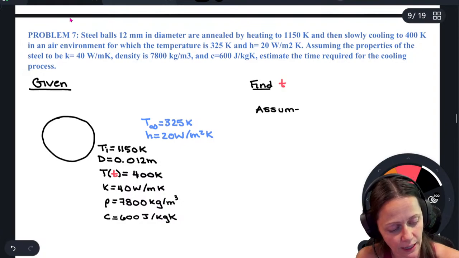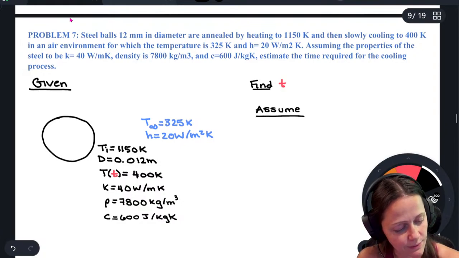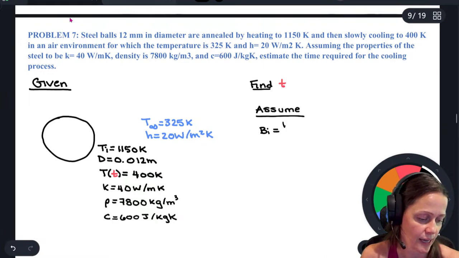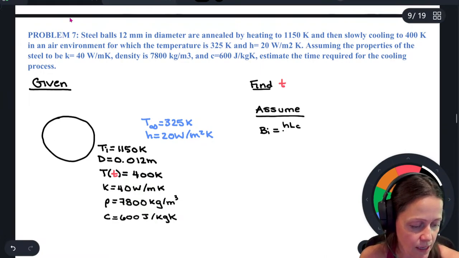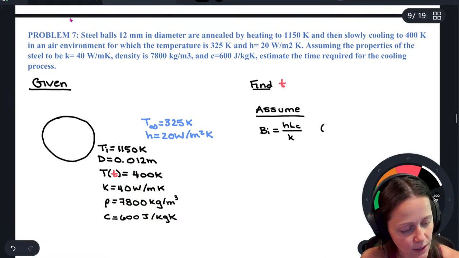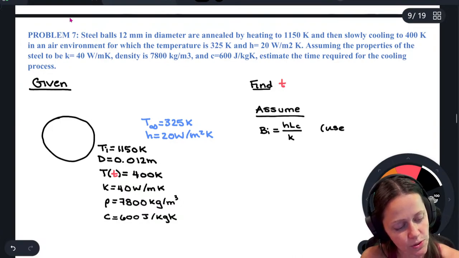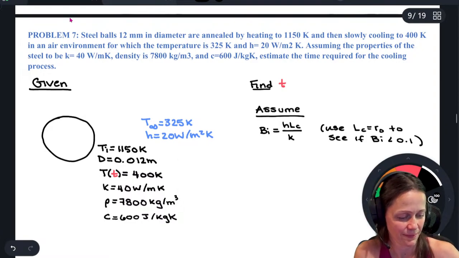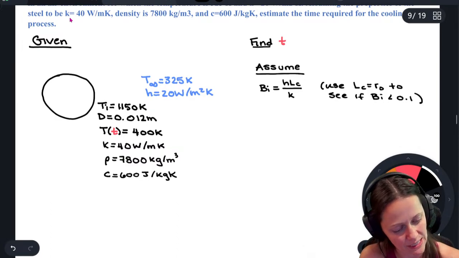So again, I would start by figuring out what that Biot number is. Our Biot number is h Lc over k, and we're going to use Lc equals R naught to see if our Biot number is less than 0.1. All right, so we'll plug in those numbers and see.